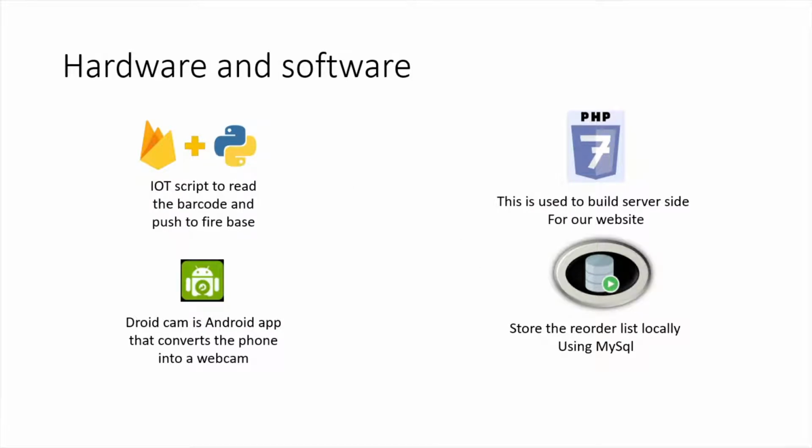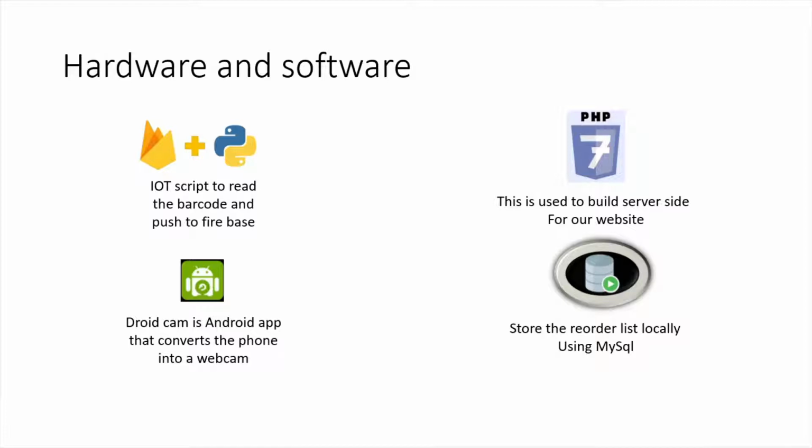Let's go over the hardware and software I've decided to use for this. As I've told you, for the IoT script I'm using Python coupled with Google Firebase. Between DynamoDB and Firebase, I found Firebase easier to use for my project, and it was free for development purposes, so I decided to go with that. One more thing is I'm using an Android application called DroidCam, which lets you use any Android phone's camera for scanning the barcodes.